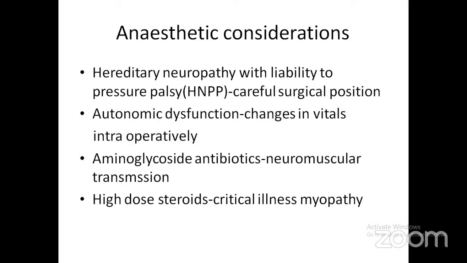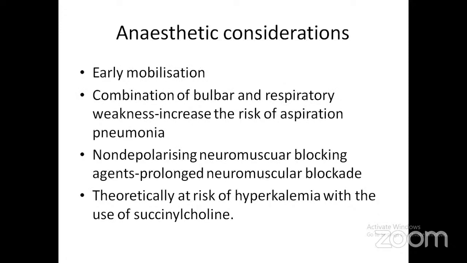Anesthetic considerations are hereditary neuropathy with liability to pressure palsy. Hence, careful surgical positioning is kept to avoid pressure injuries. Autonomic dysfunction should be checked as changes in vitals occur intraoperatively. Aminoglycoside antibiotics prolong neuromuscular transmission. High dose steroids cause critical illness myopathy. Early mobilization is encouraged in the perioperative period. A combination of bulbar and respiratory weakness increases the risk of aspiration pneumonia. Non-depolarizing neuromuscular blocking agents prolong neuromuscular blockade.